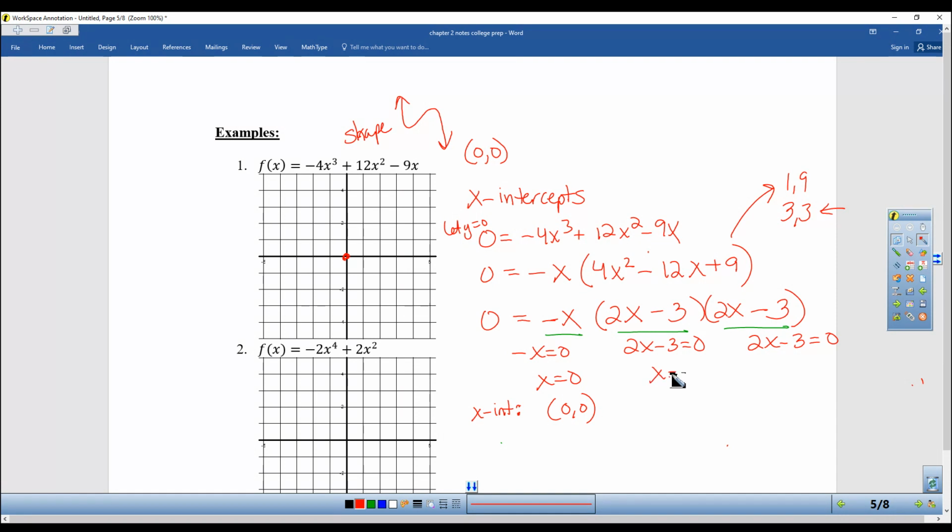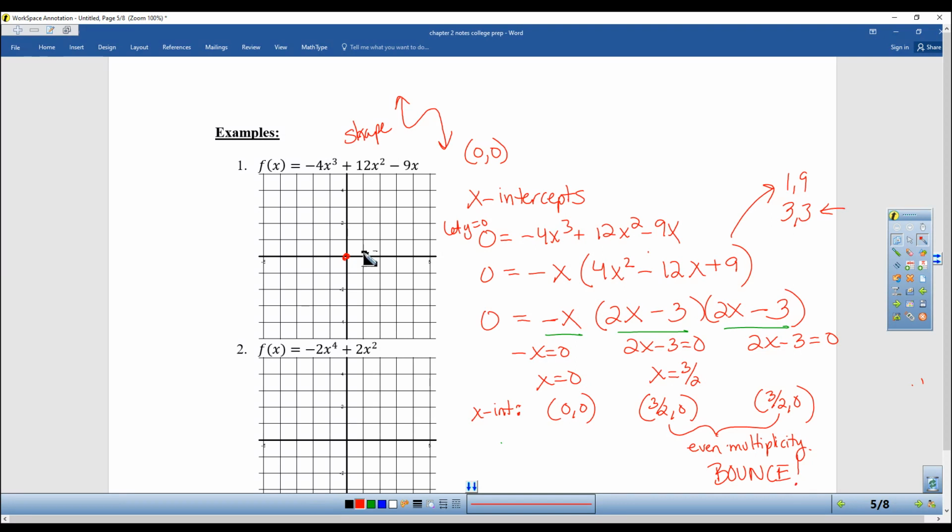The next one is add 3, divide by 2. So 3 halves will give me a 0. And this one is the same. I don't need to show all the work again. 3 halves gives 0. So this has an even multiplicity. That's just the word your book uses. The bottom line is the 0 is repeated. So go back and look at your notes. What does that mean? It means it's going to bounce.